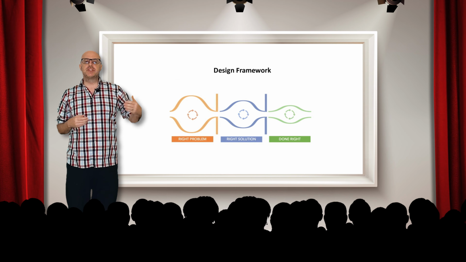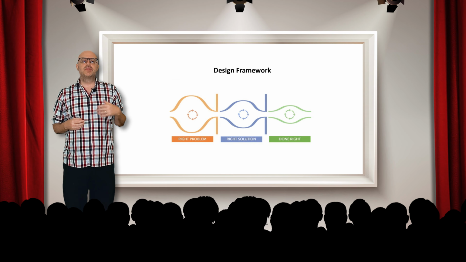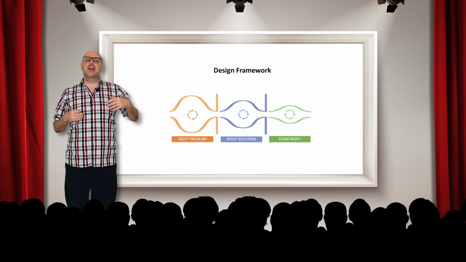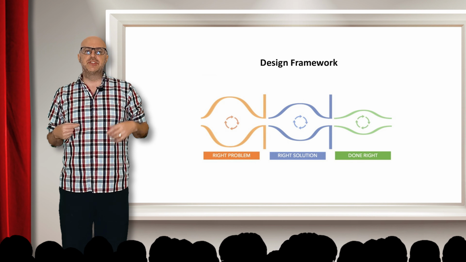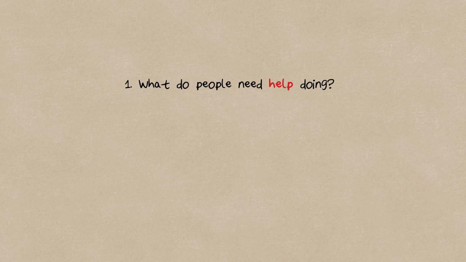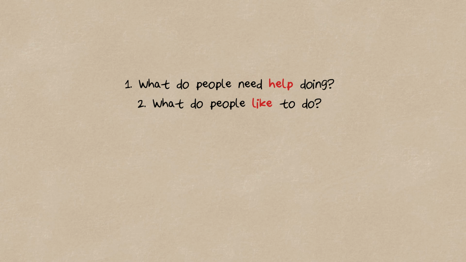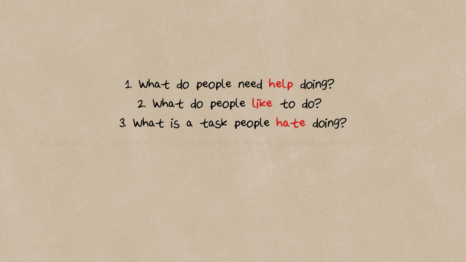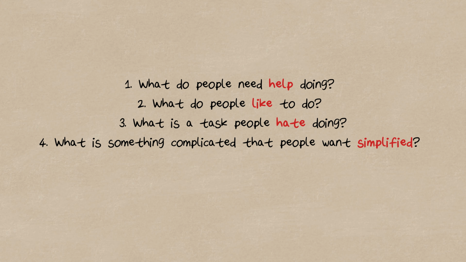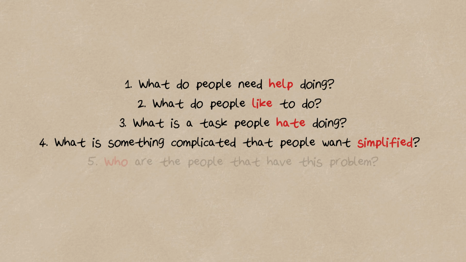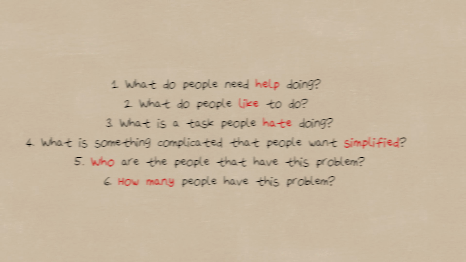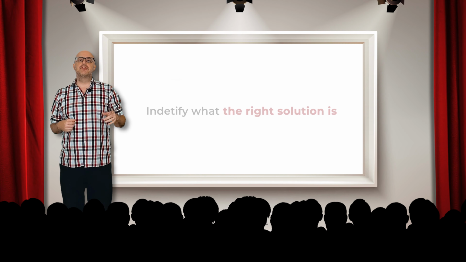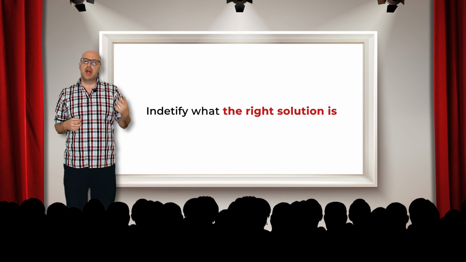The discipline of user research often speaks of a right problem, right solution, done right framework. What this basically means is that first you have to identify the right problem that needs solving. For this phase, you can think of things that look like, what do people need help doing? What do people like to do? What is a task people hate doing? What is something complicated that people want simplified? And then who are the people who have this problem or these problems, and how many people have this problem or these problems?